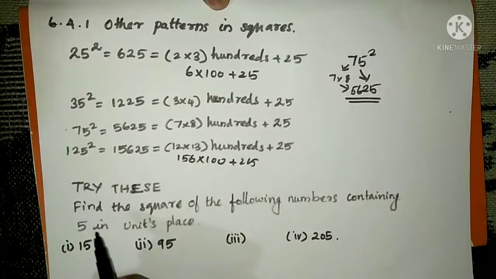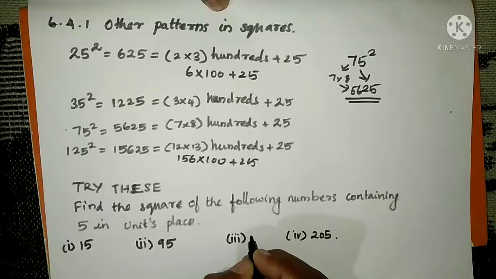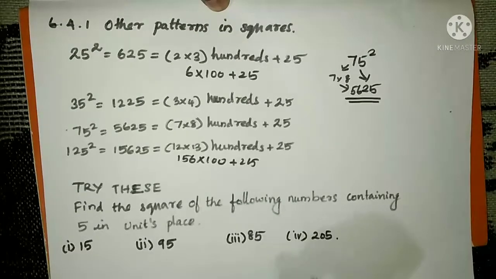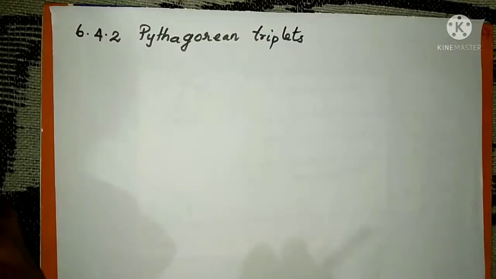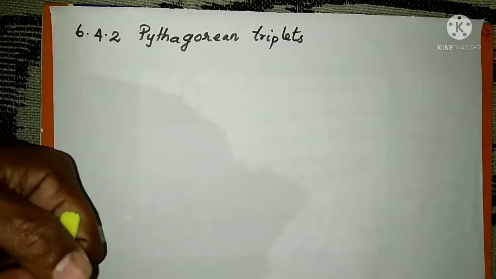You can try these numbers, try these questions. Find the square of the following numbers containing 5 in units place. These questions you can try. Here one more question I'll give as my own. You can give an 85 here. The next we are going to study about the Pythagorean triplets.